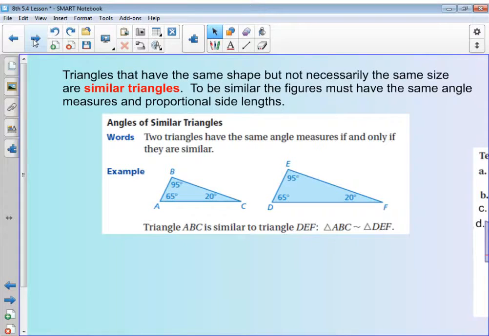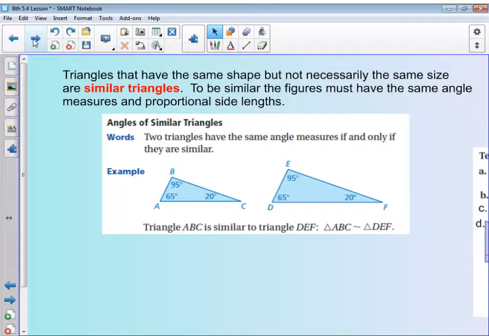Today we're going to be working with similar figures. More specifically, we're going to be working with similar triangles. What we learn today about triangles also applies to other similar figures. Triangles that have the same shape but are not necessarily the same size are considered similar triangles. They look similar to each other, but they're not exact copies.